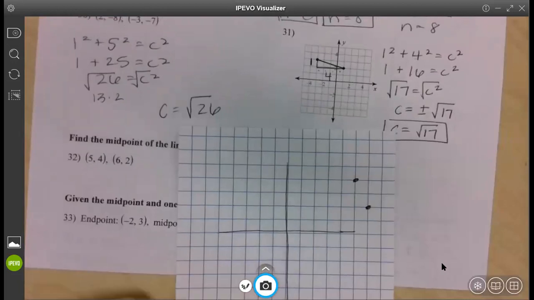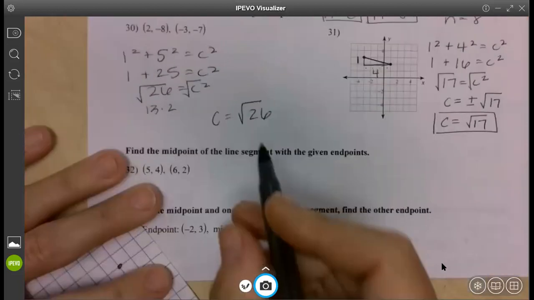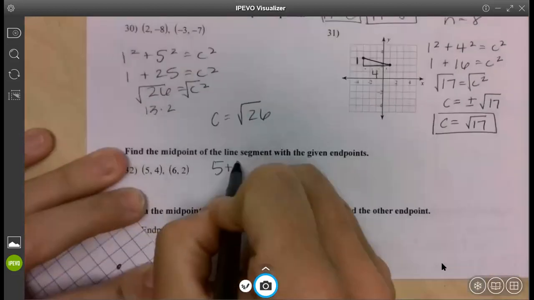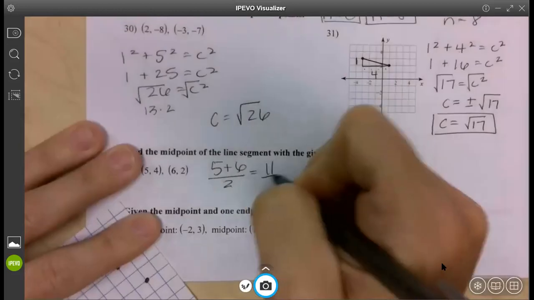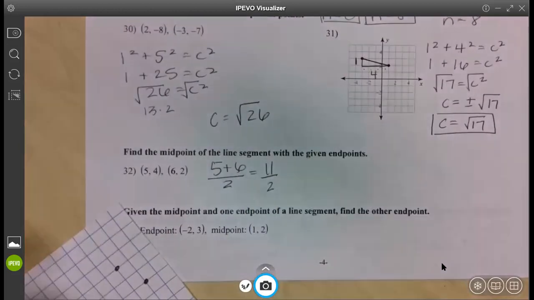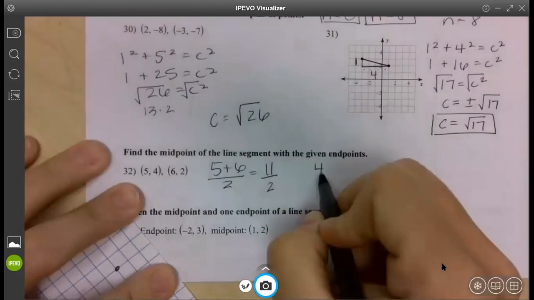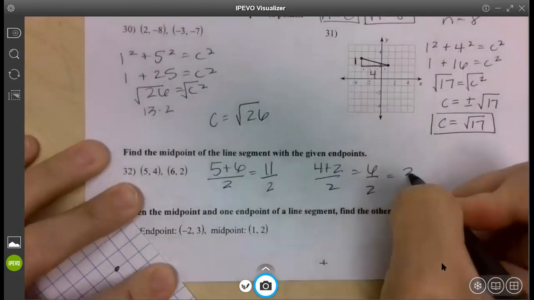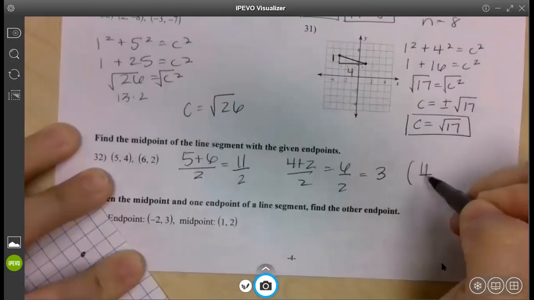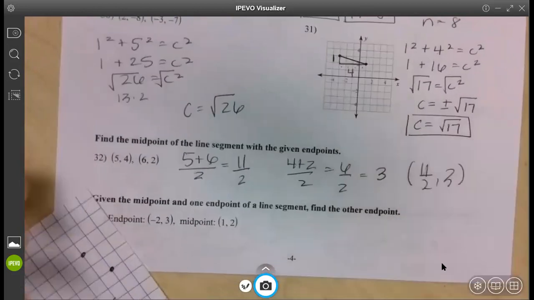So the way we do that is we add them and divide by 2. So our x's are 5 plus 6 divided by 2, which is 11 over 2. You can leave it just like that. And 4 plus 2 over 2, which is 6 over 2 or 3. So your final answer is 11 over 2 and 3.